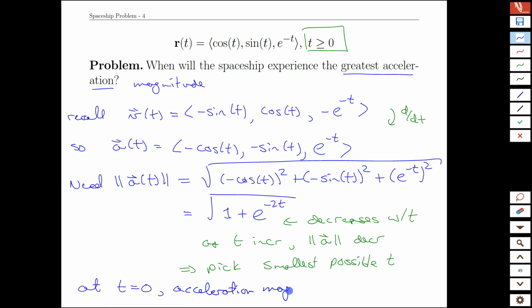And being very specific here, the magnitude is going to be largest in that domain. So this is conditional on the time values we're allowed to use being only greater than or equal to 0.